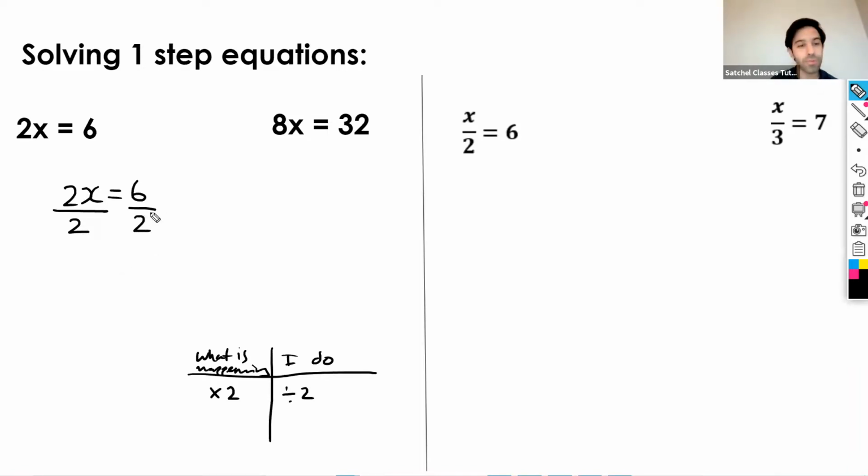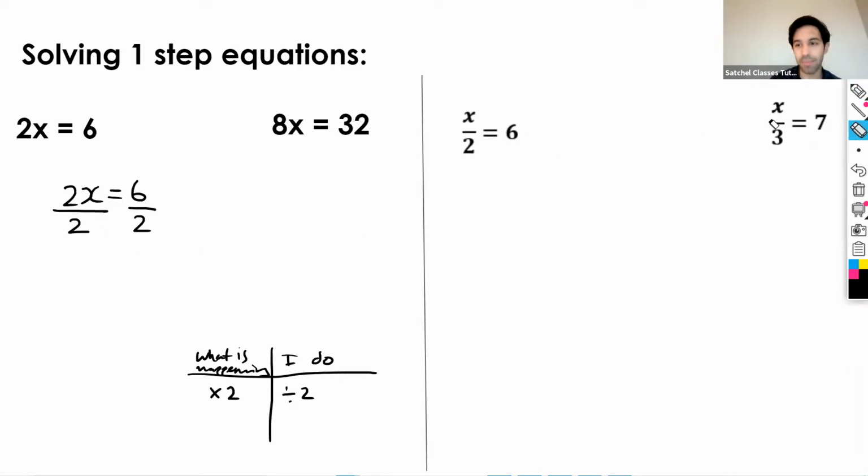And again, in algebra, we don't use the traditional division sign. We simply use fraction signs. But a fraction is essentially a division problem. So 6 over 2 is the same as 6 divided by 2. So that's another bit of algebra notation which you need to know.